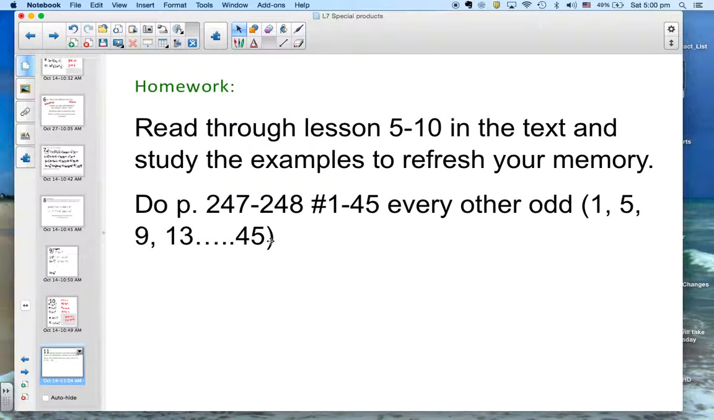Bring this work with you to the next class, and we're going to go over foiling and special products in our next class.